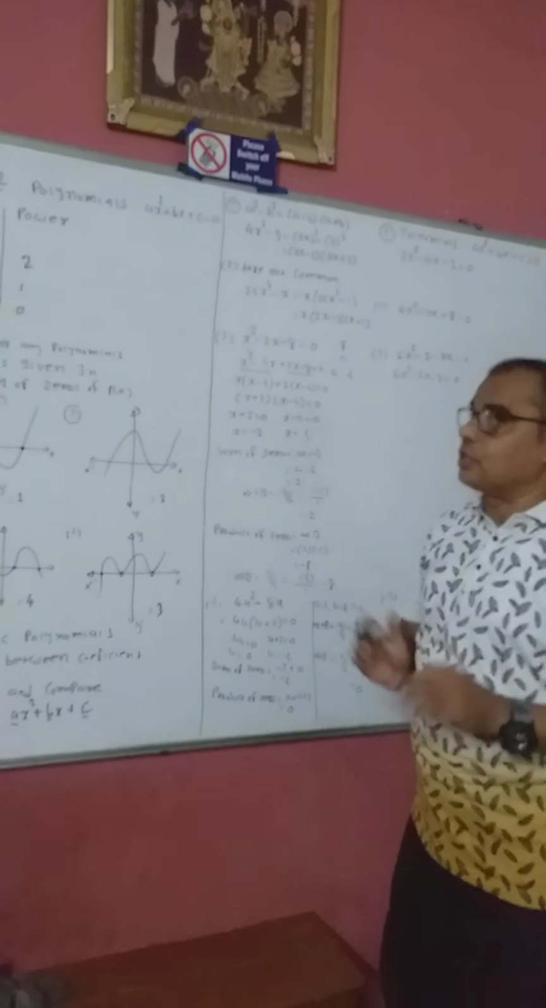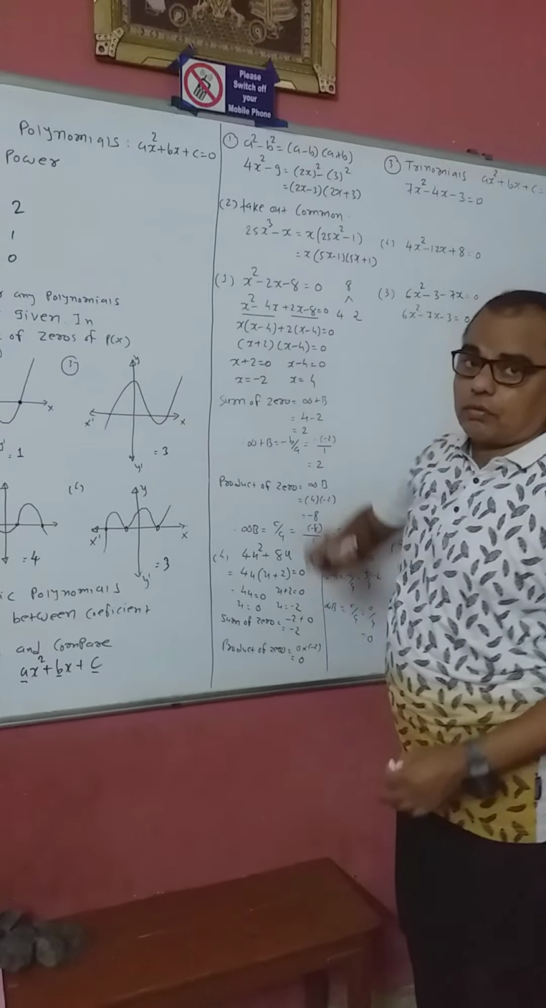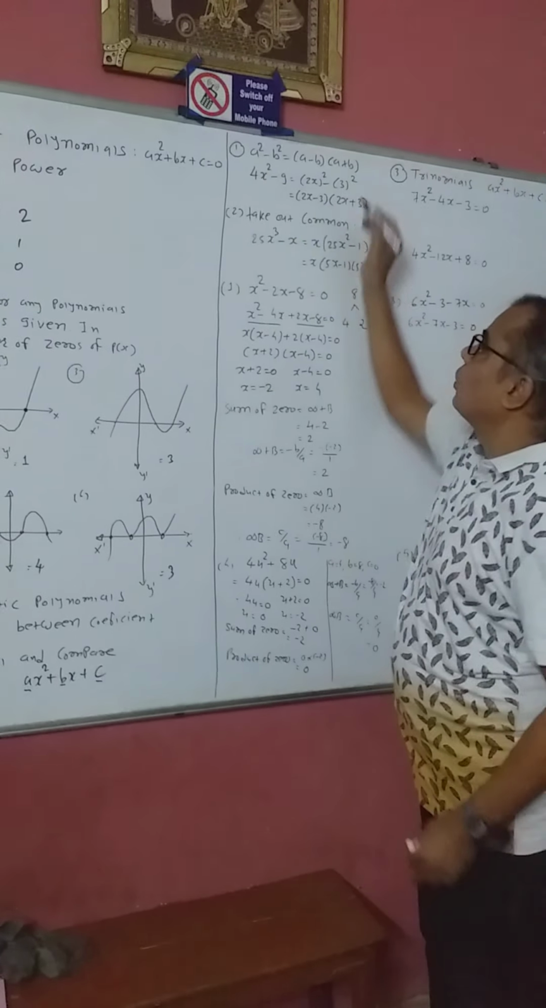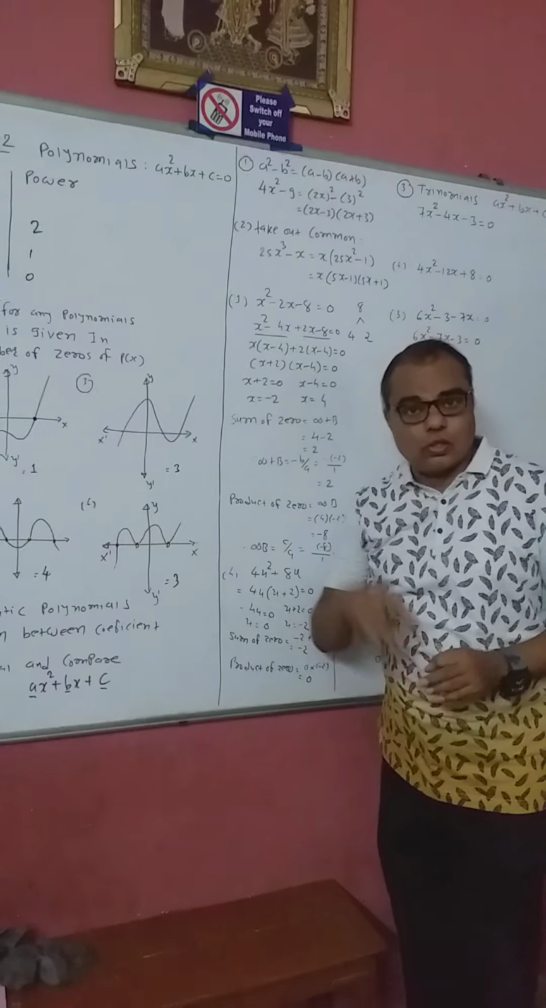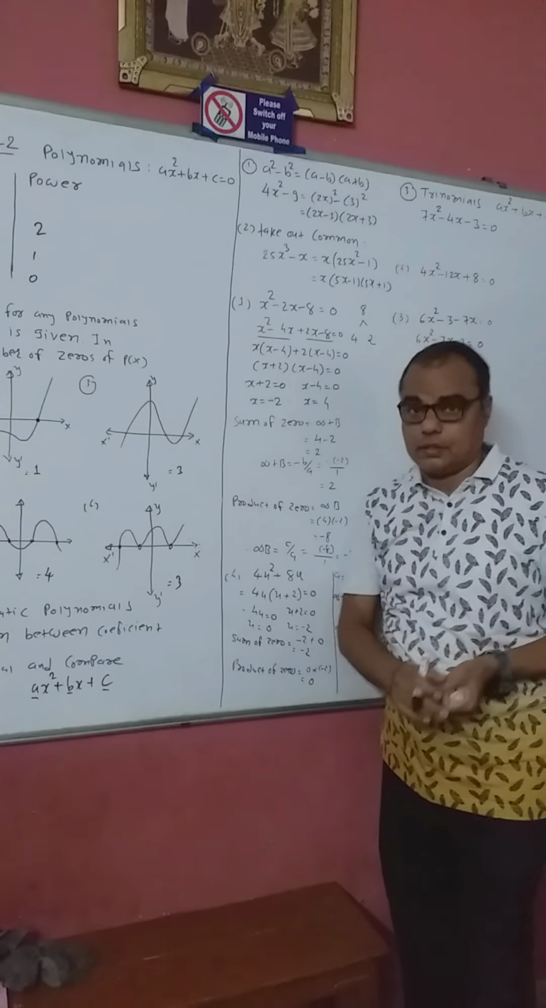Basic factorization basics. First formula is perfect square, a square minus b square, so a minus b, a plus b. You know this formula, right? You are studying in 7th, 8th and 9th standard.